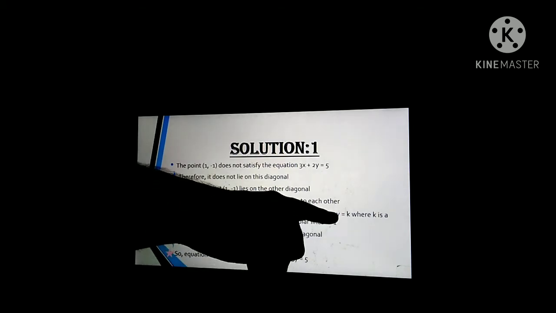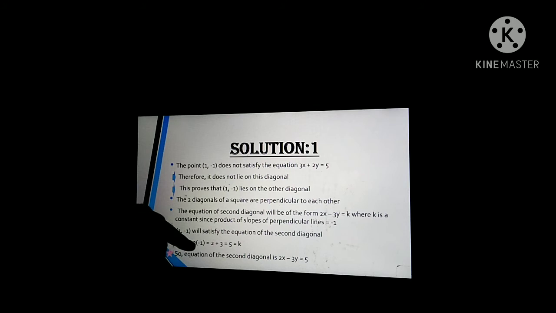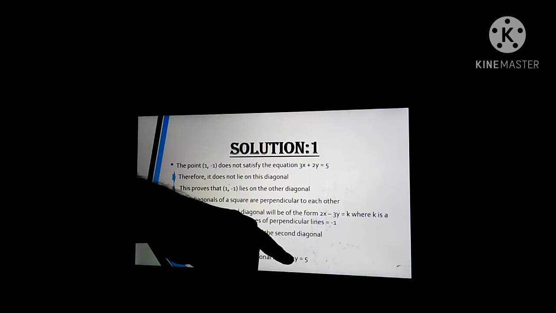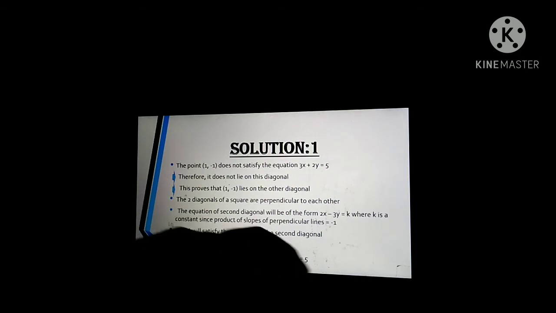If this is the equation of the other diagonal, (1, -1) will satisfy it. So if we substitute (1, -1), 2 into 1, minus 3 into -1, we get 2 + 3, which means k is equal to 5. So the equation of the second diagonal becomes 2x - 3y = 5. Let's move forward then.